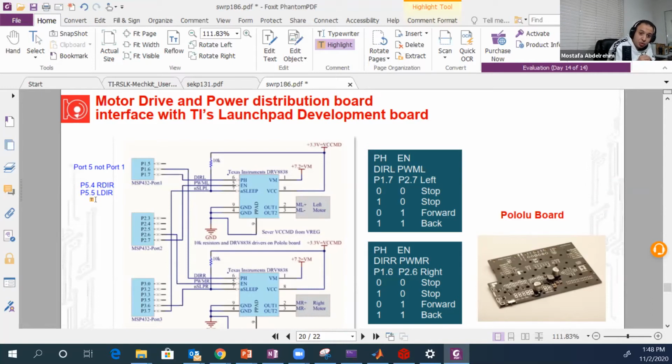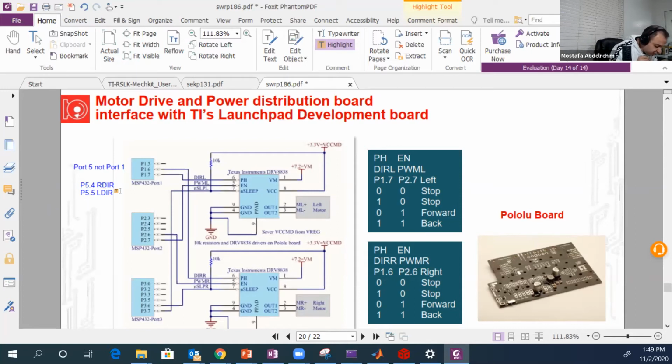If it's 1, the right motor will move forward or rotate forward. I'm sorry. If it's 1, it will rotate backward, and if it's 0, it will rotate forward. I will show you why it's 1 or 0 for forward or backward. But just take it like this for the moment. And pin 5.5 in our microcontroller will control the direction of the left wheel or the left motor. If 5.5 is 0, the left motor will move forward. If it's 1, the motor will move backward.